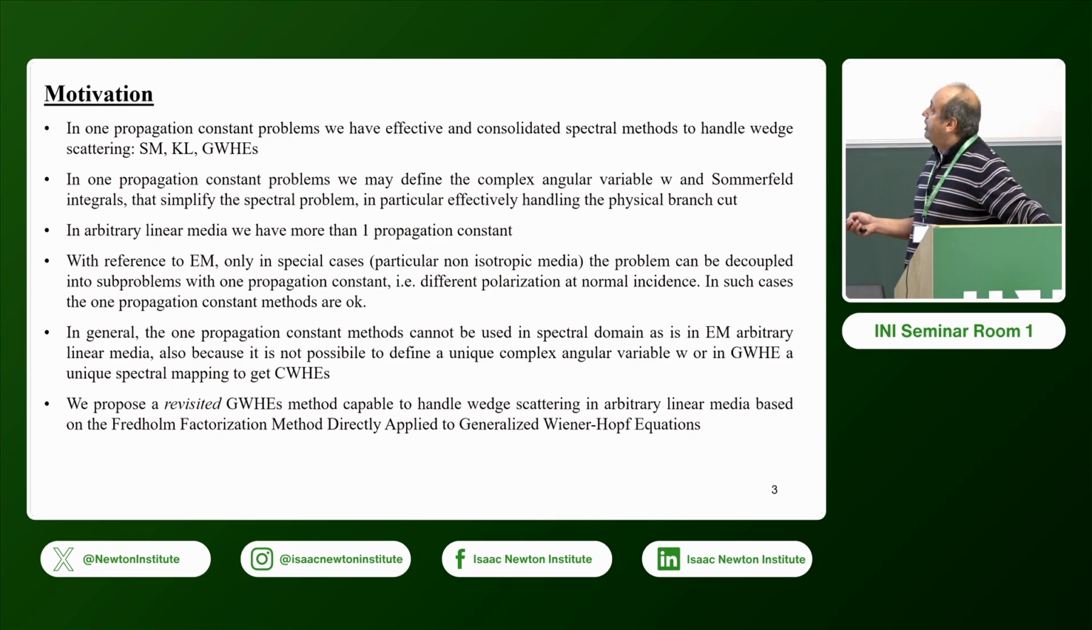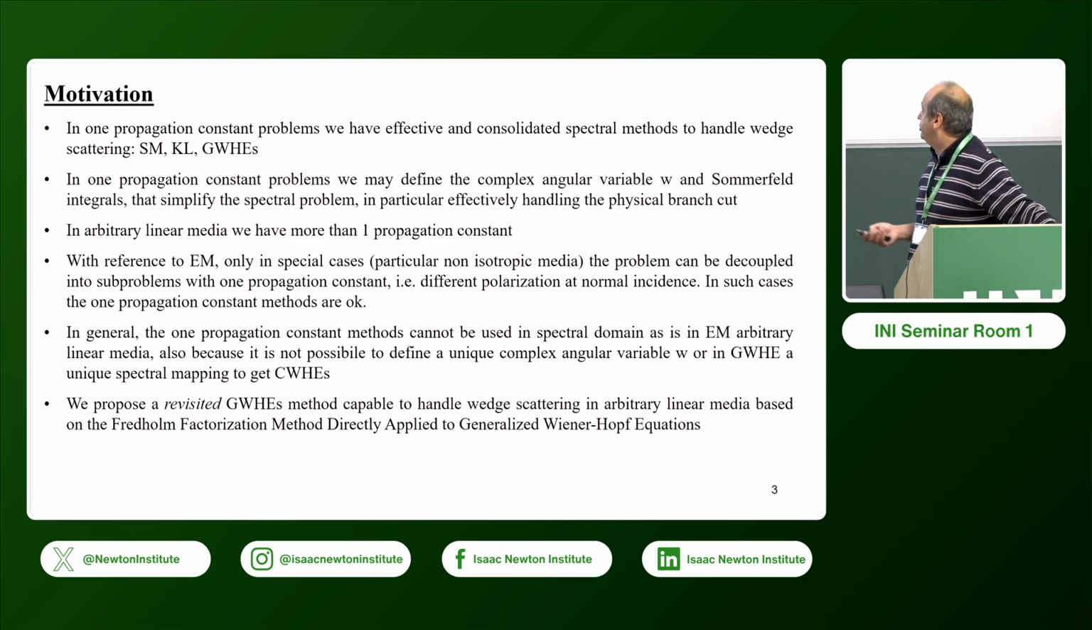In arbitrary linear media, we have more than one propagation constant, usually in electromagnetics, but also in other physics. With reference to electromagnetics, only in special cases of non-isotropic media can we reduce the problem to sub-problems with one propagation constant. In this case, you can resort to the previous techniques and get very effective, very convergent solutions. But in general, the one-propagation-constant methods cannot be used in the spectral domain as in EM arbitrary linear media, also because it is not possible to define a unique complex angular variable W.